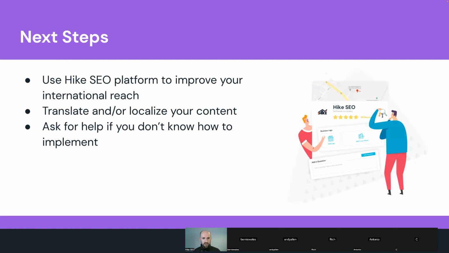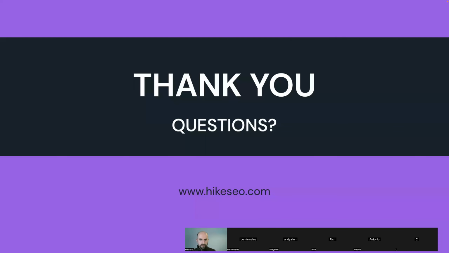So next steps, obviously use Hike SEO platform to improve your international reach. Translate and/or localize your content if you're doing multiple languages or if you're targeting multiple areas or locales. And ask for help if you don't know how to implement any of that, because there's a lot of stuff that we went through and it can be a bit ambiguous. So it really depends on your situation and whatnot.